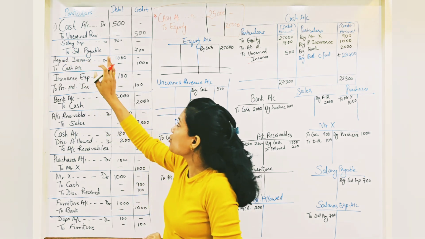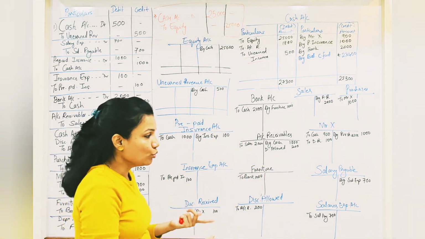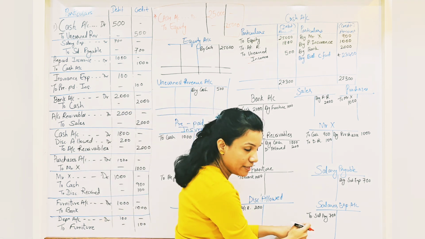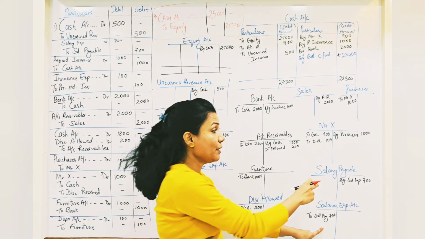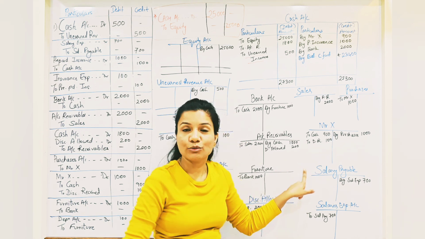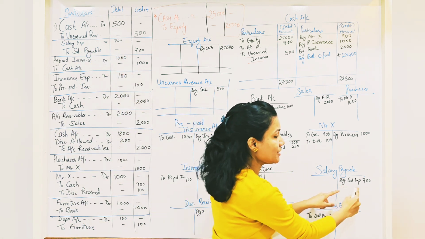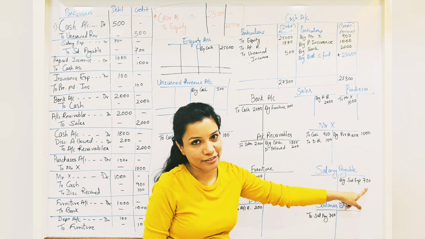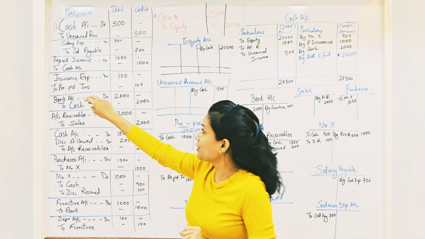Salary expenses to salary payable. So salary expenses account debited to salaries payable 700. Salaries payable account was credited by salaries expenses 700. So credited by salaries expenses 700. This is a liability. Salaries payable is a liability. We've discussed that in the previous video.